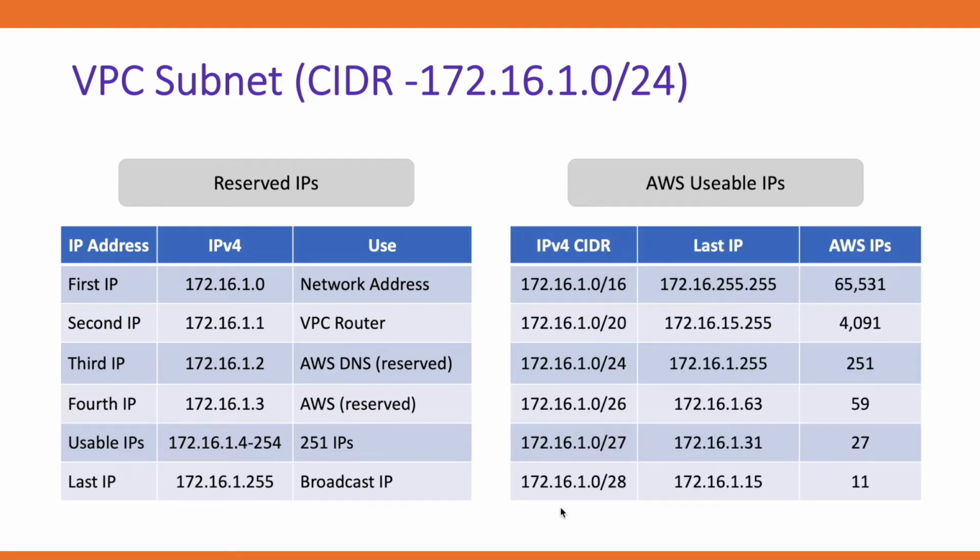Based on the CIDR range we are using, we get 5 fewer IPs for usage. For example, if we are using a /16 network, then we will get 65,531 IPs in place of 65,536 IP addresses. For a /20 network, we will get 4,091 IP addresses. For /24, we get 251 IP addresses. /26 is 59 IPs. /27 is 27 IPs. And /28 gives us only 11 IP addresses.